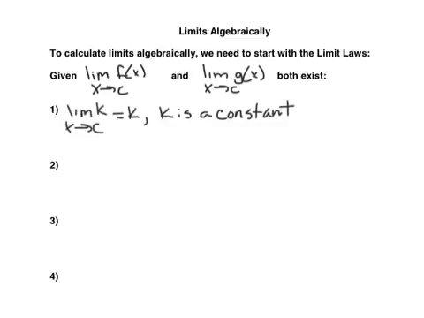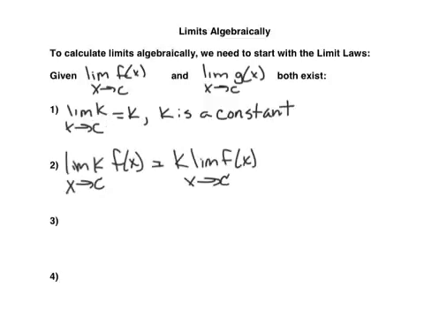So the first one is this: the limit of any constant term as x approaches c is just the constant term, because there's really nothing else you can do to it. So the limit of k is k. The second one shows that the limit of a function multiplied by a constant term is the same as taking the limit of the function and then multiplying by the constant term.